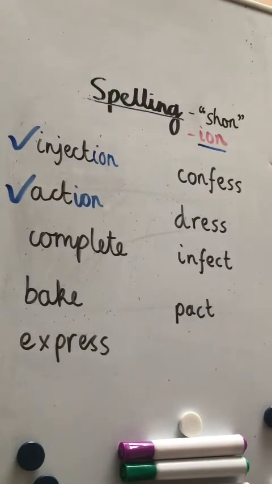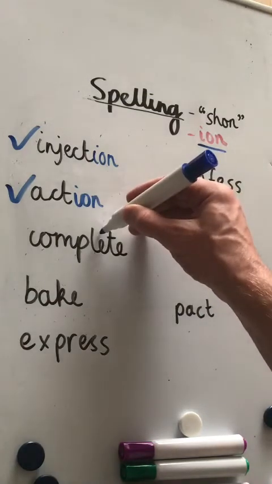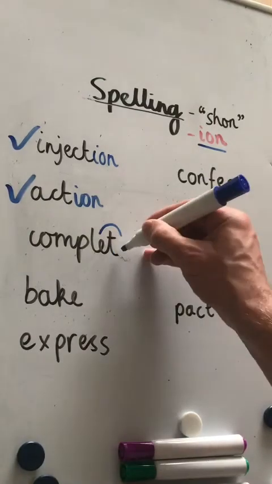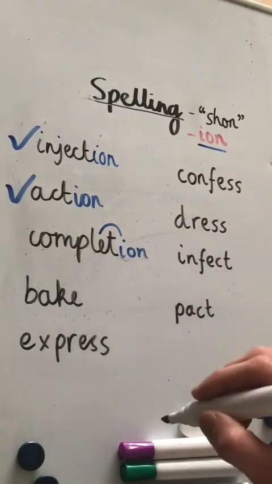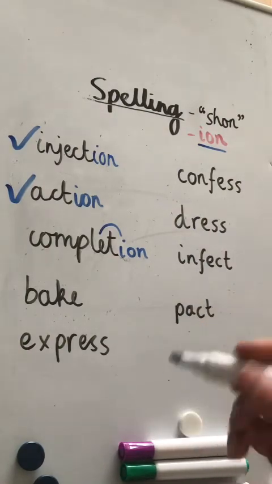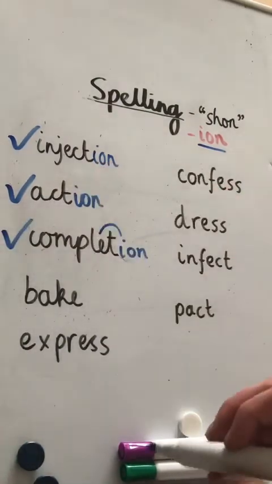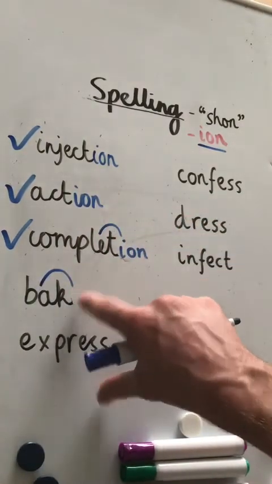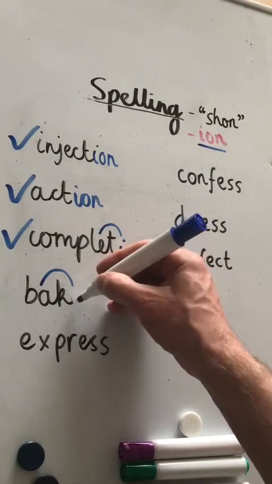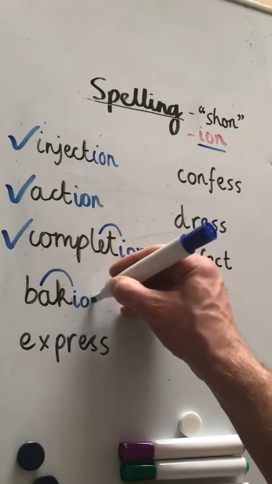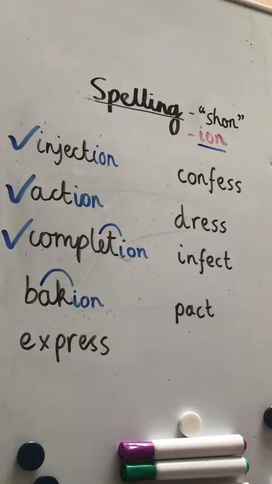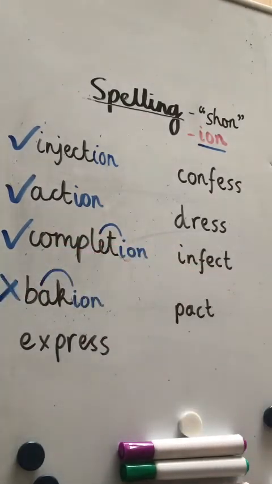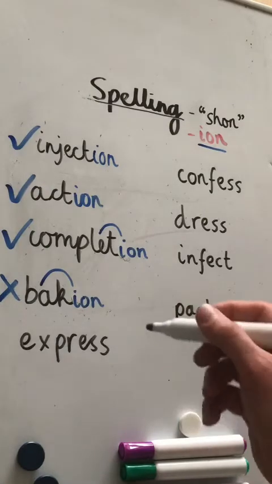Complete. Now, this one has a split digraph. So what I need to do is get rid of the E, add I-O-N, so completion. I like the sound of that one. Bake. Now, this is a split digraph. It's a split A. So, according to the rule, if I put an I-O-N on the end of this, it should work. No, that one does not work. Okay, so I'm going to go on to the next one.